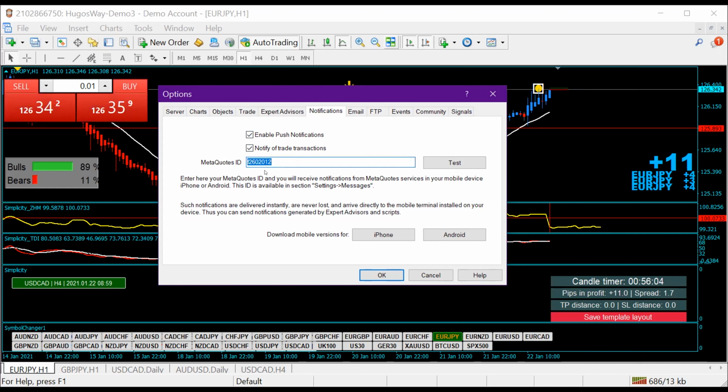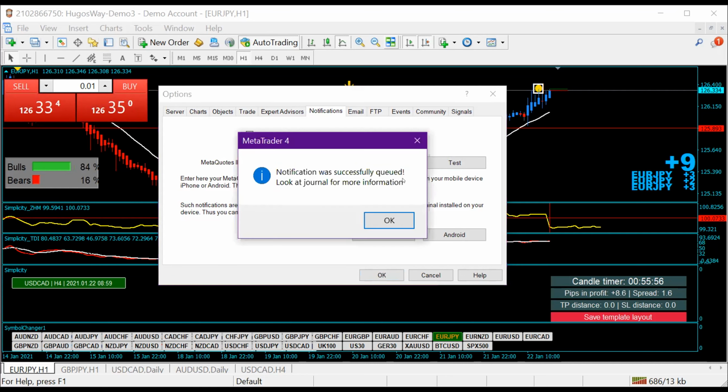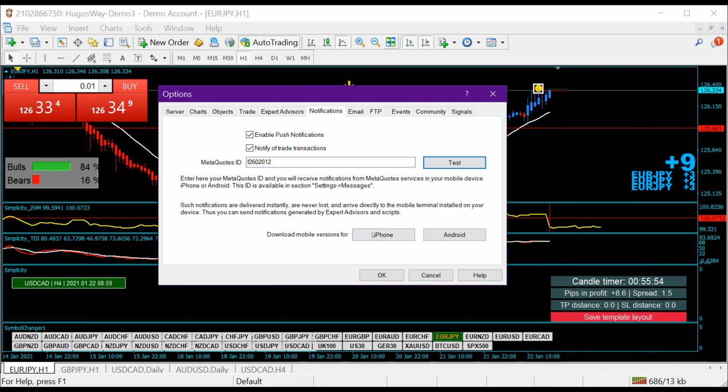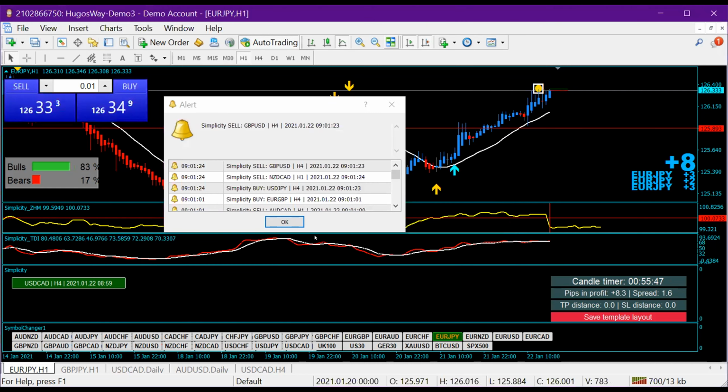And the Meta Quotes ID will be typed in here. Okay, awesome. You can run a test. When I do that, it just alerted on my phone to let me know it's working. Once I'm done, I click OK, and now these alerts that are popping up here will be sent to my phone.